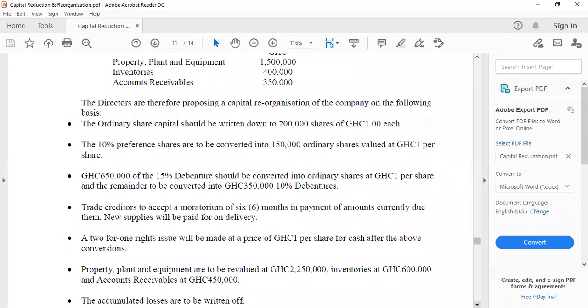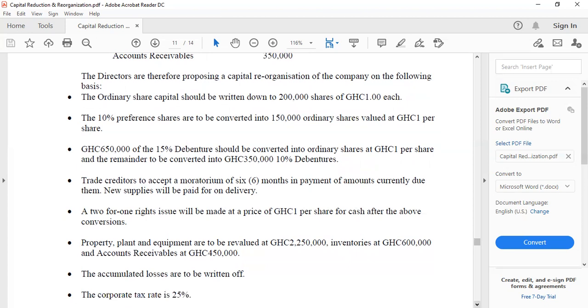Property, plant, and equipment are to be revalued at 2.250 million. Inventories at 600,000 and accounts receivables at 450,000. Okay, these items are for what? Reconstruction. So you can see that the reconstruction items are too much. So it is necessary for us to draw the capital reduction account, isn't it? It is too much. We can't do it from the head, so you have to draw it. Let's move on. Accumulated losses are to be written off.